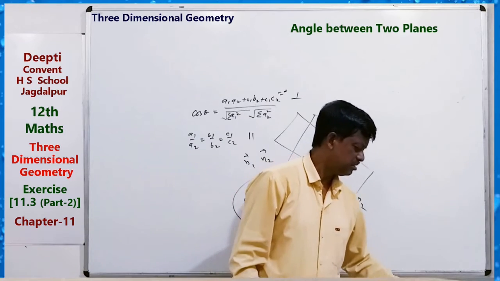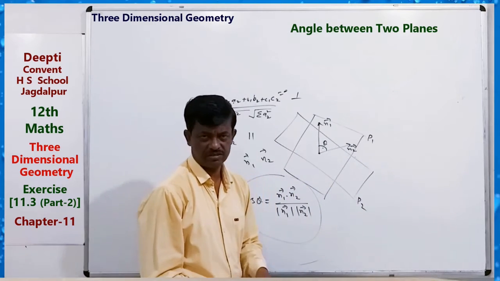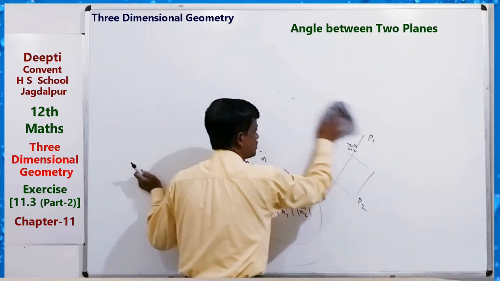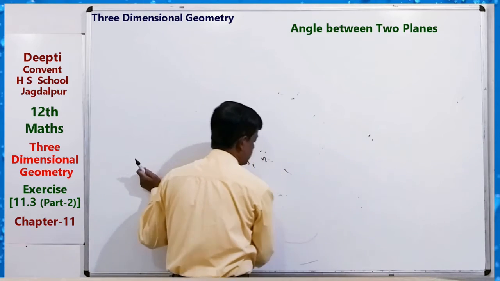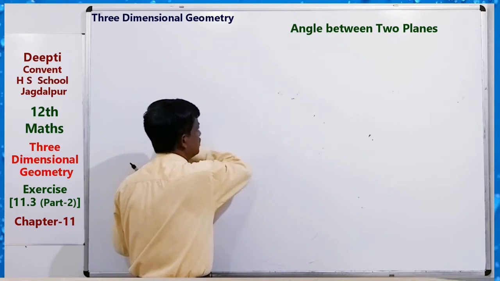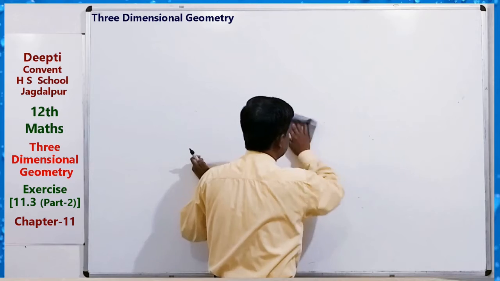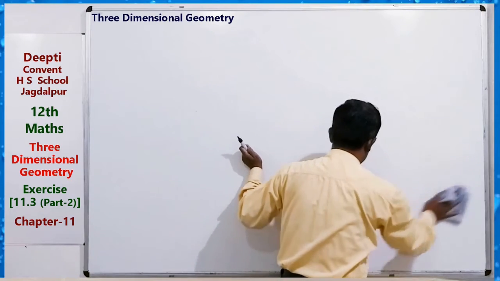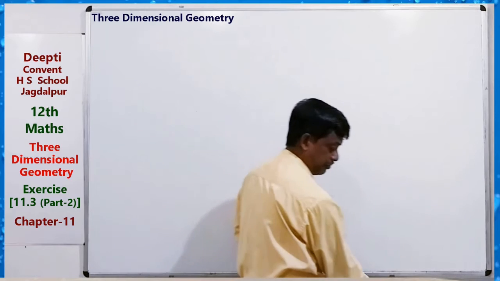Same, just like the angle between two vectors. Two vectors are parallel, or two vectors are perpendicular, because the angle between planes is given by the angle between their normals, that is, the angle between two vectors. So we can decide whether the planes are perpendicular or parallel. Okay?